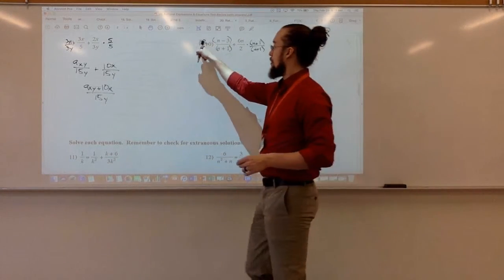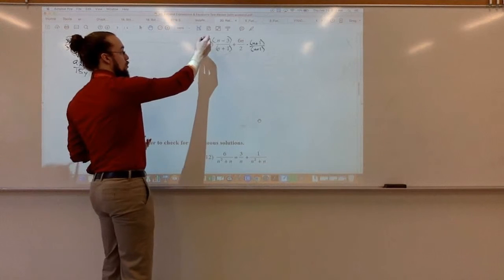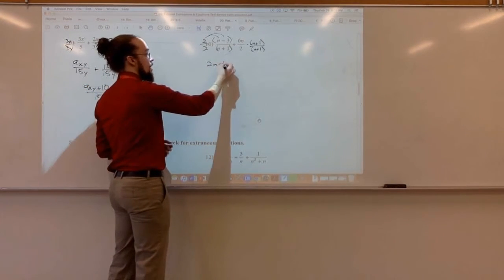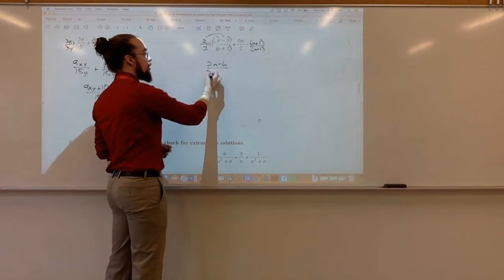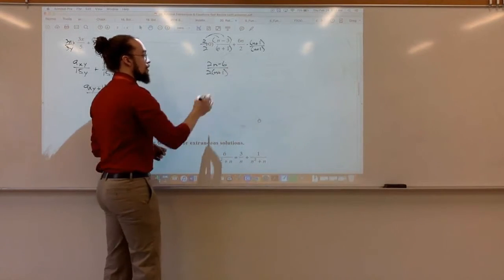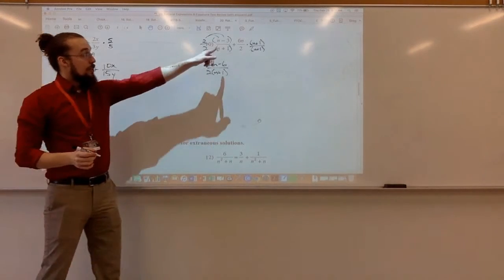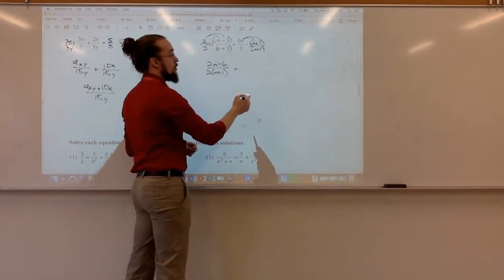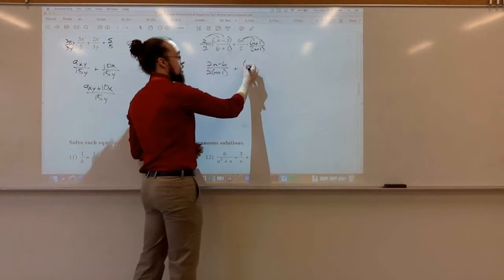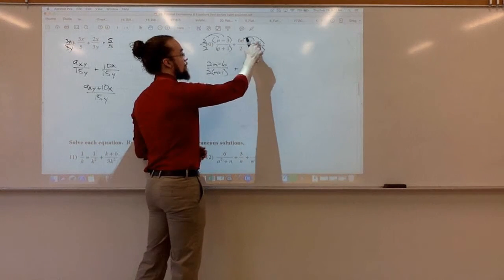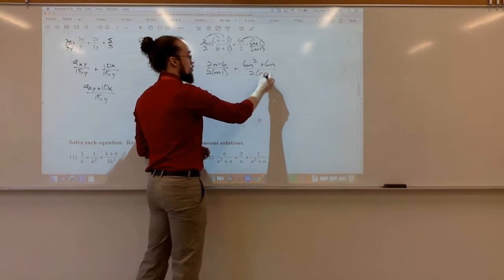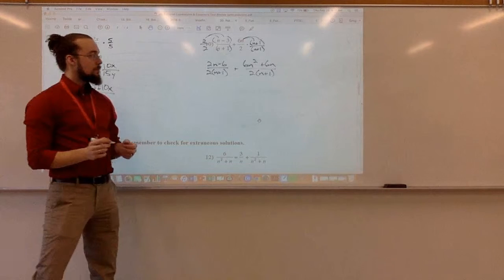When I do that, over here, I'm distributing the 2 to both of these terms. So I'll have 2n minus 6 over, and we can just leave the denominator factored. Then over here, I'm again distributing this 6n to both of these terms. So I'll have 6n times n is 6n squared, 6n times 1 would be 6n, over 2 times n plus 1.